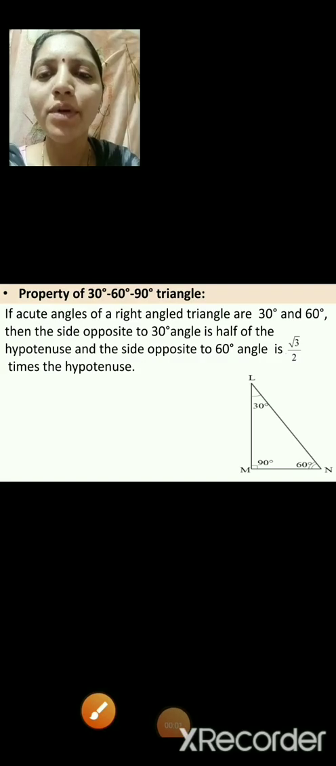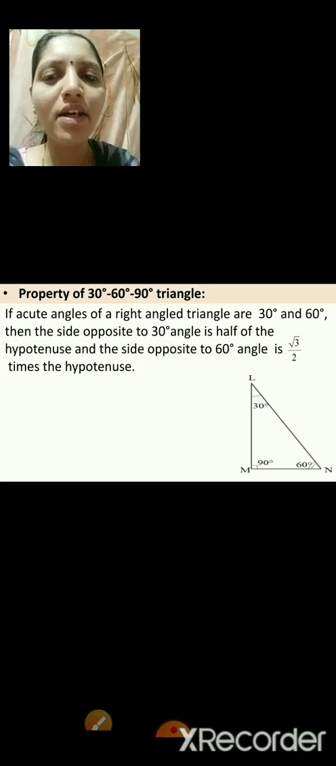Now, the property of 30 degree, 60 degree, 90 degree triangle, which tells us that if the acute angles of a right angle triangle are 30 degree and 60 degree, then the side opposite to the 30 degree angle is half of the hypotenuse and the side opposite to the 60 degree angle is root 3 upon 2 times the hypotenuse.